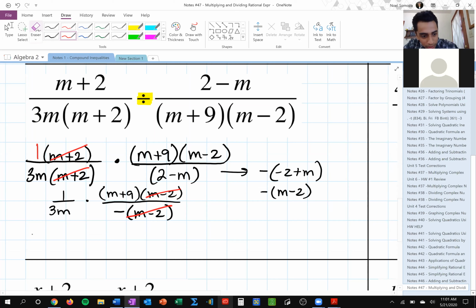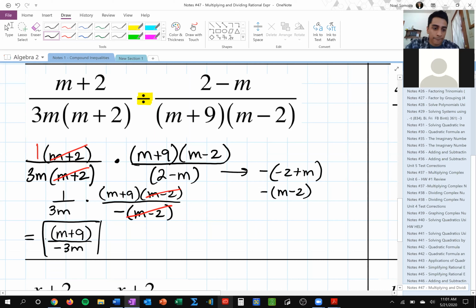Now if you multiply across, the only thing in the numerator now is 1 times m plus 9, so it's just m plus 9. And in the denominator, 3m times a negative is just a negative 3m. Okay, so then there you go. That's your final expression there.